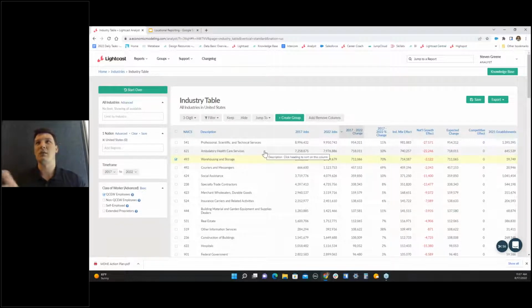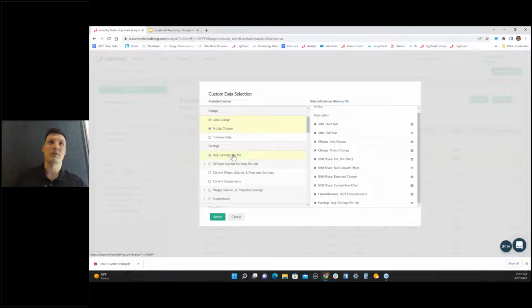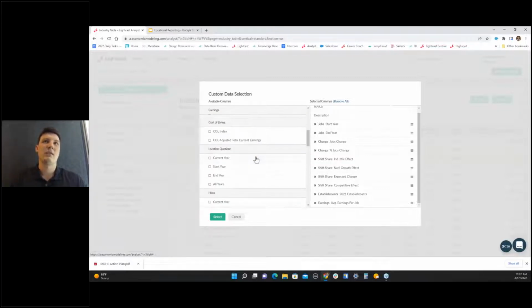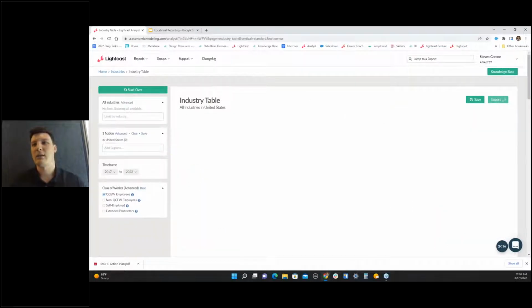Today we'll be looking at warehousing and storage, but we'll also be able to add in some other columns that I think are interesting. One column I want to add in is average earnings per job. So if you're an institution that wants to look at regions or industries where the average earning is around X amount of dollars, and that's what you'll address, you can add that in there. We can add other wages, cost of living wages, location quotient, other hires, separations, establishments, demographic information, monthly information. If you haven't had a time to take a look at industry data, I highly recommend it. All of our reports I highly recommend.